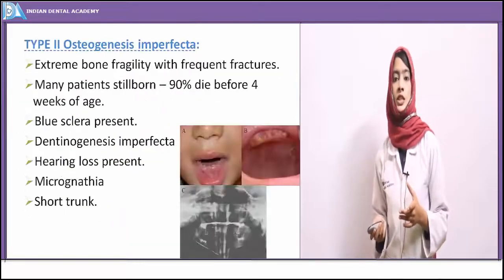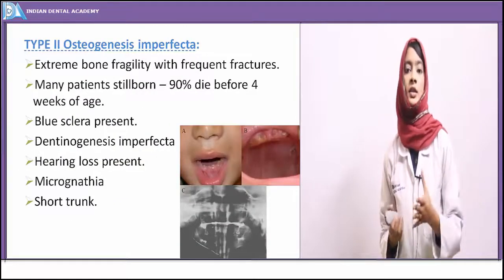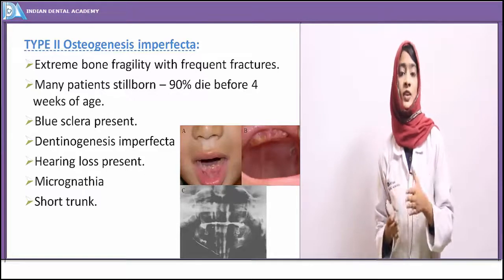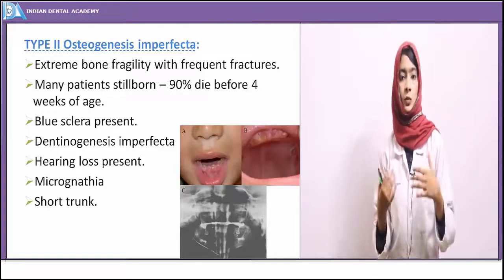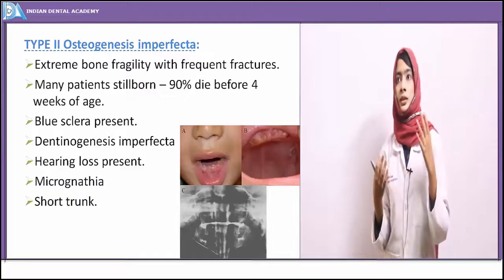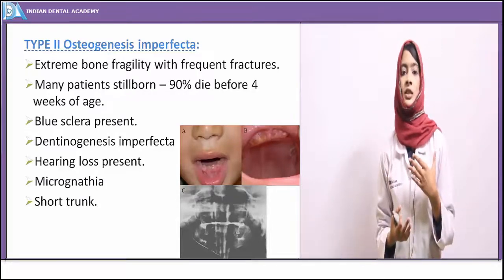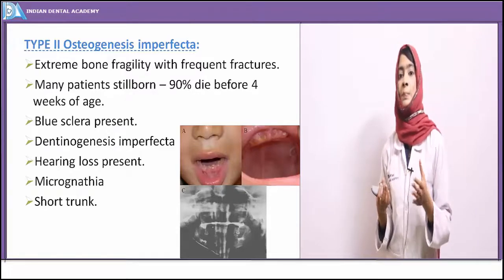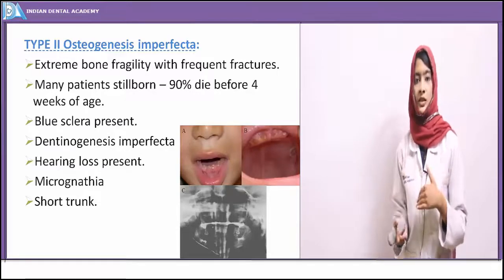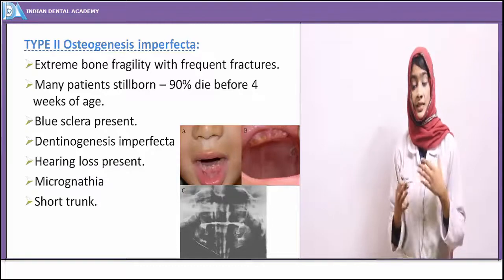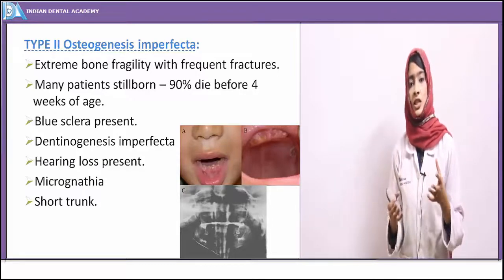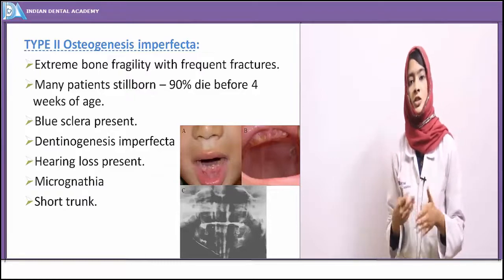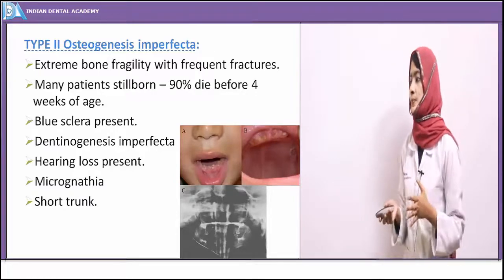And this type 2 is seen in utero, meaning before even the birth of the individual, the infant would have suffered multiple fractures in the womb itself. So these infants are like stillbirth individuals. They may not be alive after delivery. Even if they are alive, there will be severe fractures. Even if you just touch the infant or baby, there are chances of the baby developing fractures.